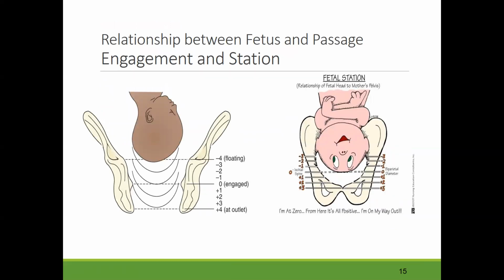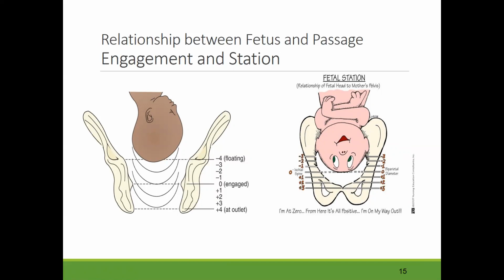So here is the relationship between the fetus and the passage, the engagement, and the station. This is where I told you to remember that pelvis, where those bones are at. We use those bones to help us determine how long it is going to be before baby comes out. Where's baby at in that pelvis? Is it almost completely out of the pelvis, or is it just coming into the pelvis?